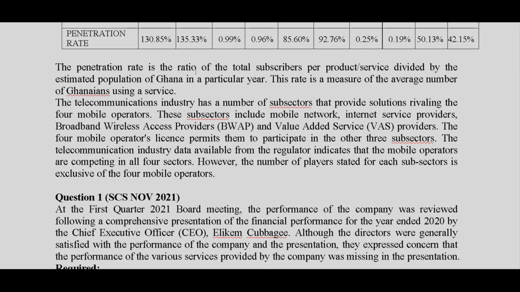The penetration rate is a ratio of total subscribers per product or services divided by the estimated population of Ghana in a particular year. This is a measure of the average number of Ghanaians using a service, and this can help you do analysis. Maybe when you're talking about their financial side, you can even talk about the penetration rate as well. Now, the telecom industry has a number of subsectors that provide solutions rivaling the 4 mobile operators. These subsectors include mobile network, internet service providers, broadband wireless providers, value-added service providers. So these ones can also be considered subsectors of the original mobile money sector.